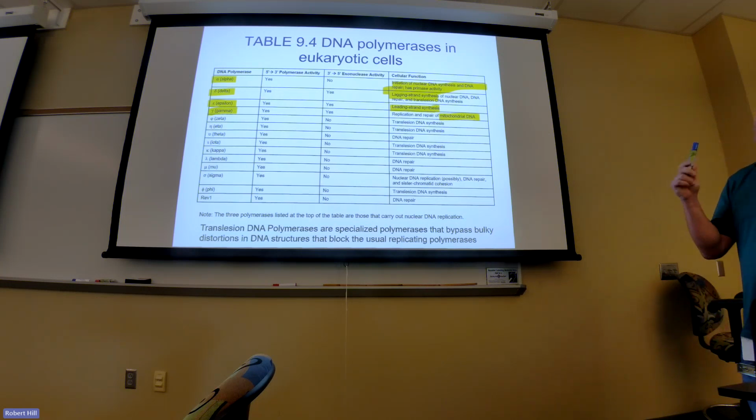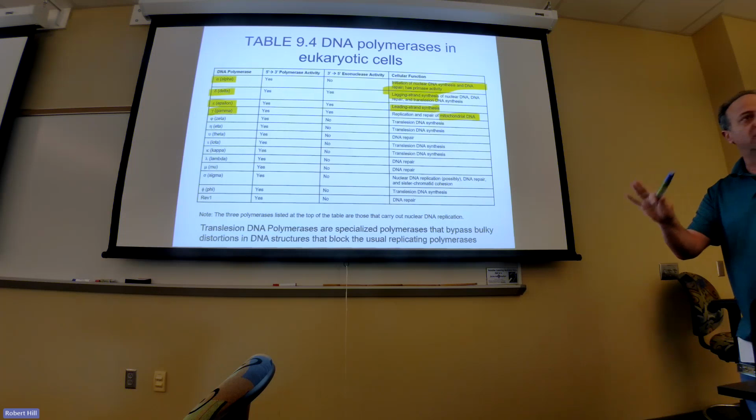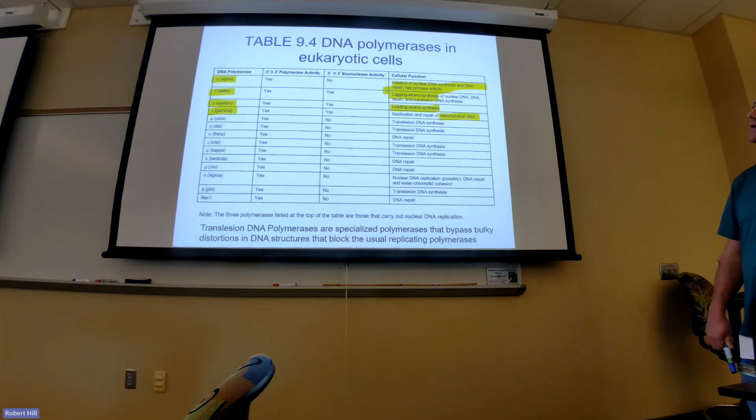All right, so the only ones you have to know for replication are the ones on the top there: alpha, delta, epsilon, and gamma. Gamma is involved in the mitochondria. That's all we got to know about that. But it's alpha and delta and epsilon that do the work in the nucleus. So delta does the lagging strand synthesis, Okazaki fragments, and epsilon does the leading strand synthesis.